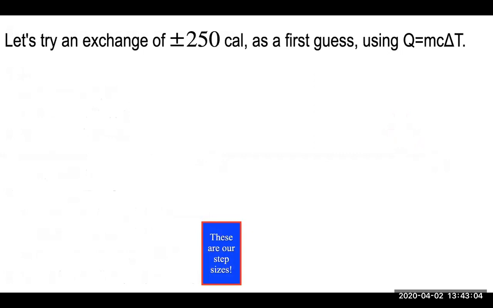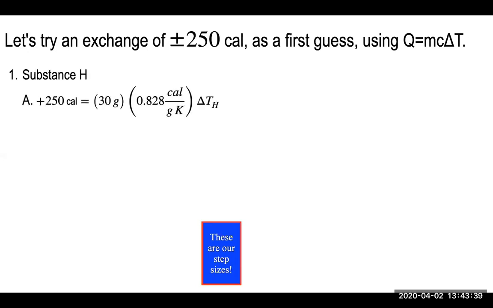Okay, so I just decided let's try 250 calories as a first guess, right? And so we're going to use the heating up equation, Q equals mc delta T, for substance H that gains 250 and for substance R that loses 250. All right, and so let's just start it. Okay, let's start with substance H. Right. So the heat up equation, Q equals mc delta T.